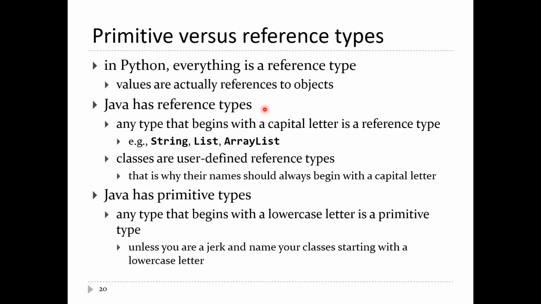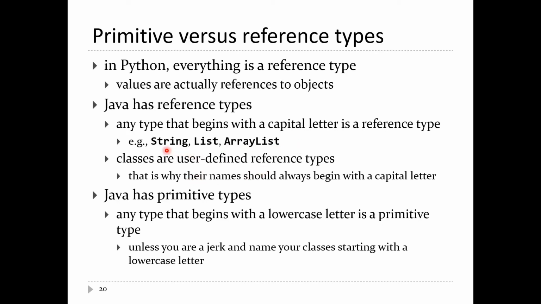You can identify a reference type by looking for things that start with capital letters, right? So big S String, that's a reference type. Big L List, that's a reference type. Big A ArrayList, that's also a reference type, right? So classes are user-defined reference types, right?